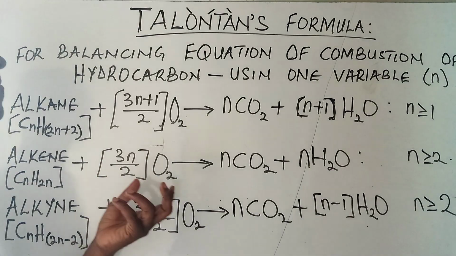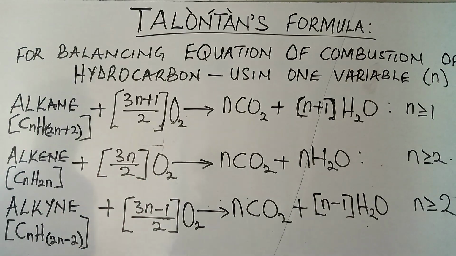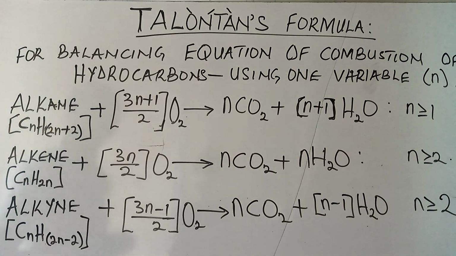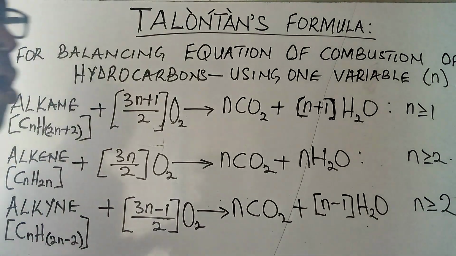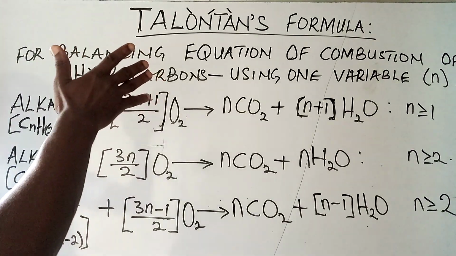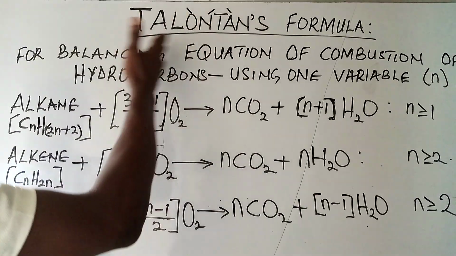This is a new formula developed from the existing formula for balancing the equation of combustion of hydrocarbons using one variable. The existing one is about two variables, x and y, but I decided to convert it to a single variable n. Though the already existing formula for balancing the equation of combustion of hydrocarbons can be used for all families of hydrocarbons, be it saturated or unsaturated, the one I derived, I name it Talontan's formula.